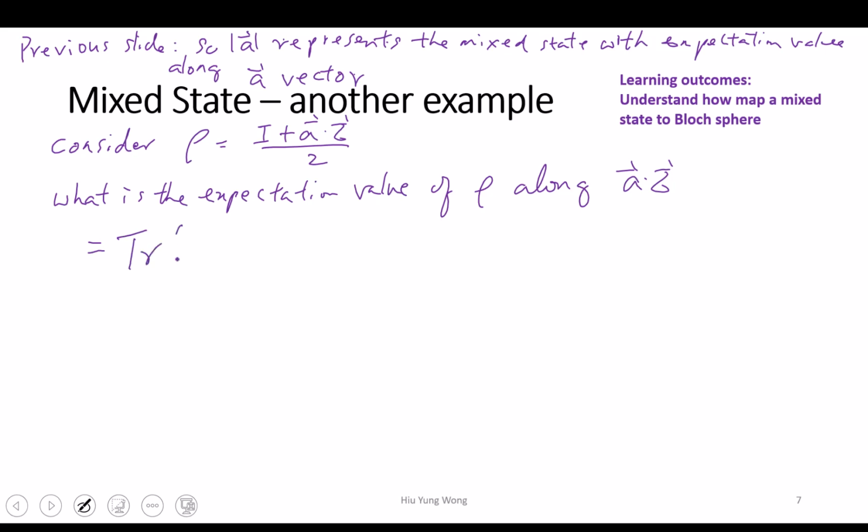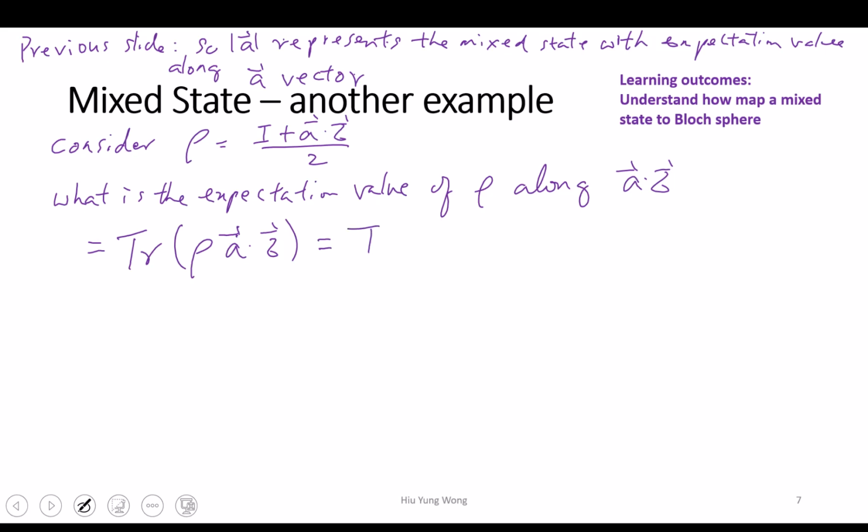Trace of rho times the operator, correct? That's how we do it. That's by the definition of the inner product. Yes, the inner product. But that is what we proved earlier, not just from the inner product. We proved that it turned out to be the inner product.